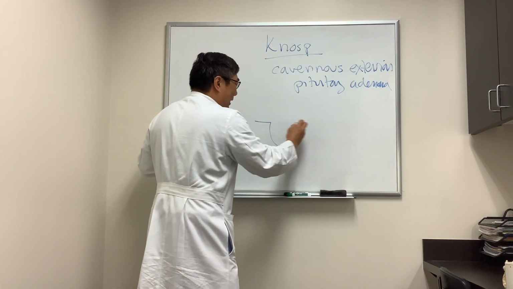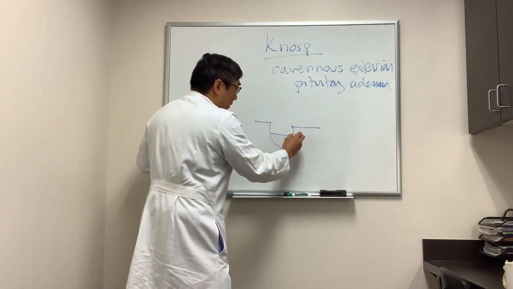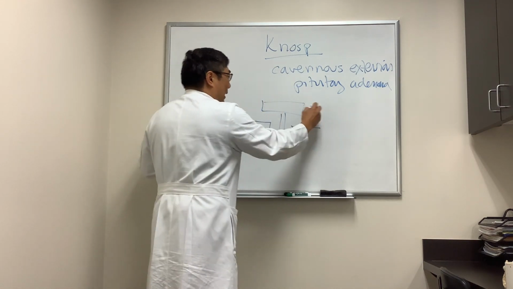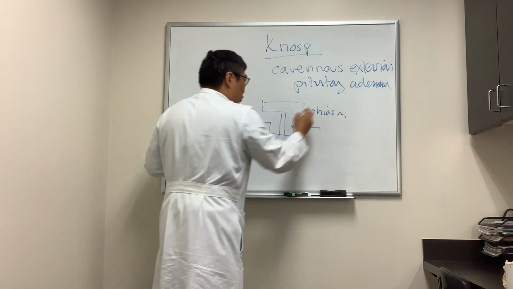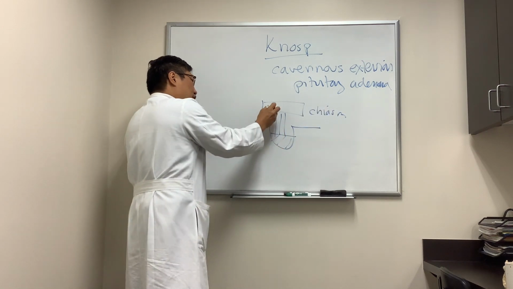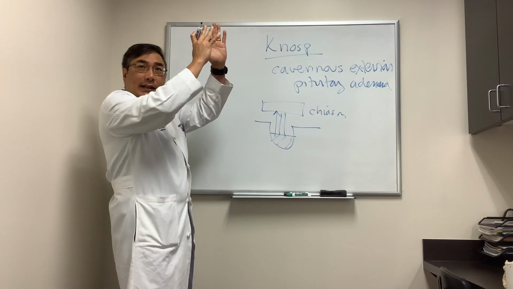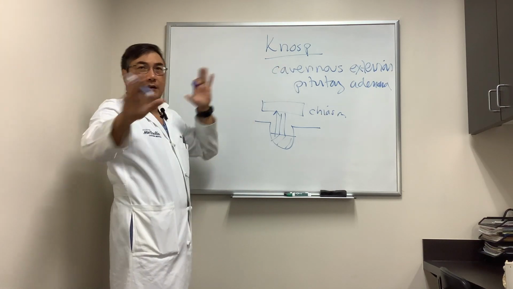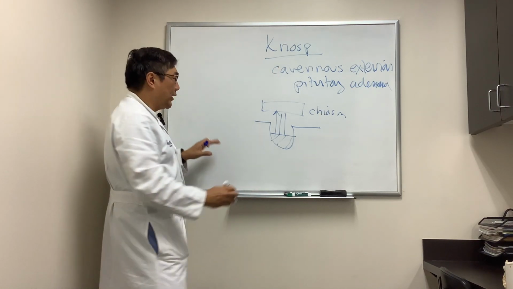So here's the sella turcica, and inside is the pituitary gland, then this pituitary stalk, and then the chiasm is above it. So normally when you have a pituitary adenoma, it just wants to go straight up and hit the body of the chiasm and produce bitemporal hemianopsia or optic neuropathy, or hit the tract and cause homonymous hemianopsia.